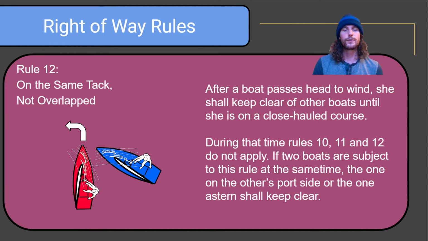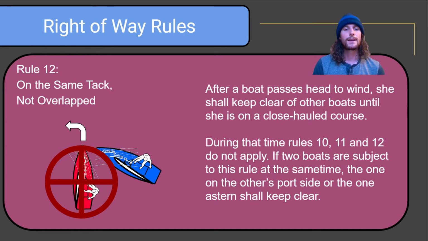Now, our final of those first four rules, Rule 13, while tacking. After a boat passes head to wind, she shall keep clear of other boats until she is on a close-hauled course. During that time, Rules 10, 11, and 12 do not apply. If two boats are subject to the rule at the same time, the one on the other's port side or the one astern shall keep clear. So in this situation, because the red boat is head to wind while tacking, she needs to keep clear of the blue boat who is just sailing along on a close-hauled course.